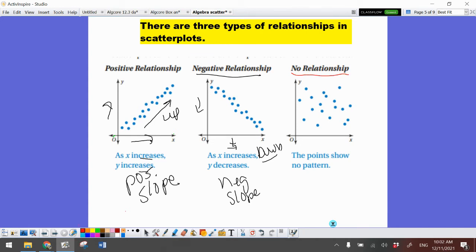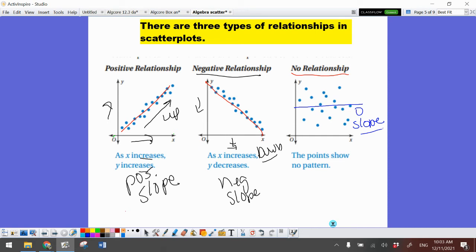And then a no relationship, that one kind of looks like somebody took a paintball gun and shot it all over the place. On a positive one, it's super easy to draw a line of best fit because everything's heading in the same direction. This one is super easy to draw a line of best fit because it's going down. Our challenge is this one. How do you draw a line of best fit when it's kind of all over the place? Well, there's your line of best fit, and that is our zero slope.